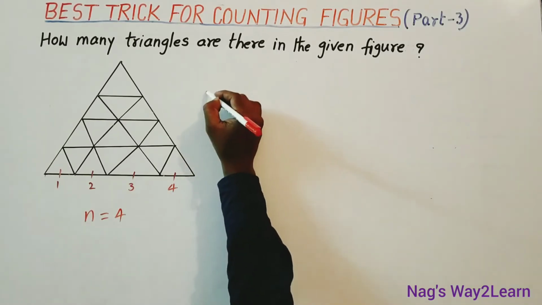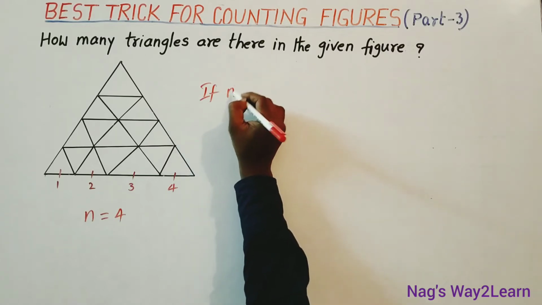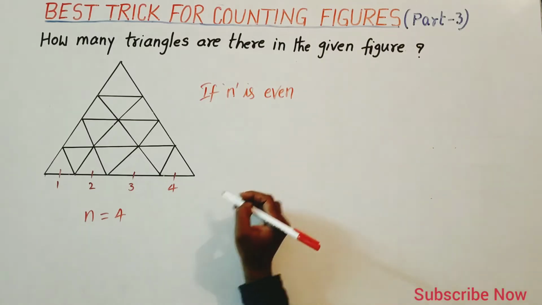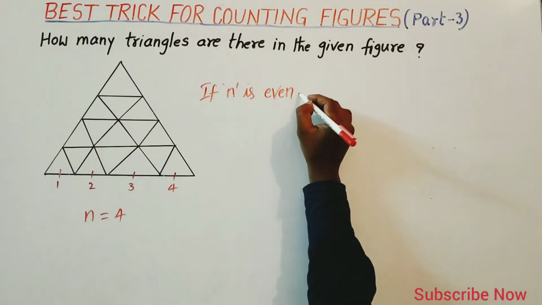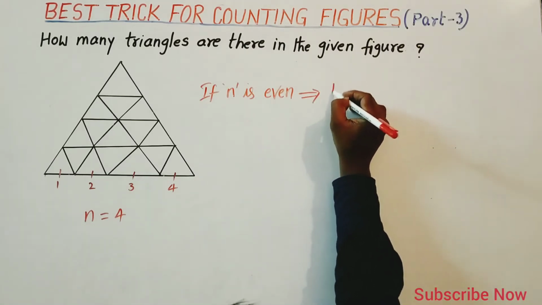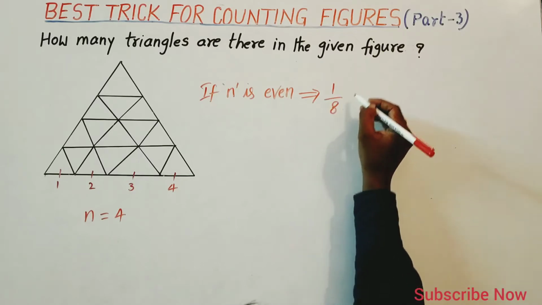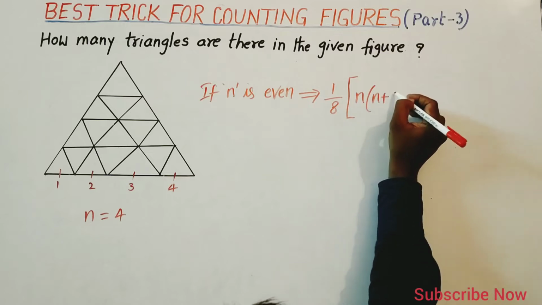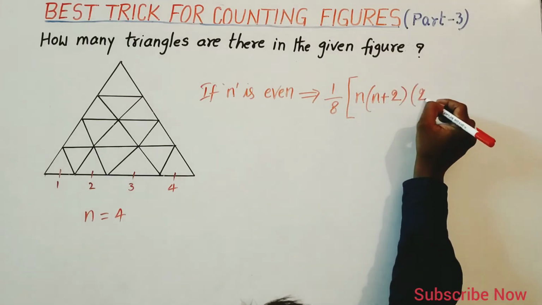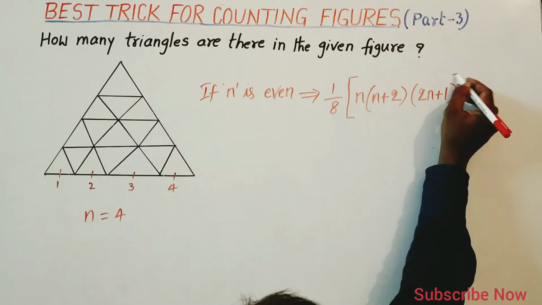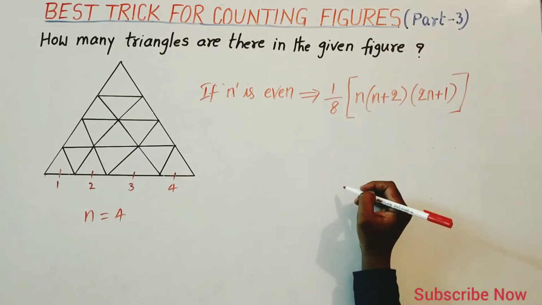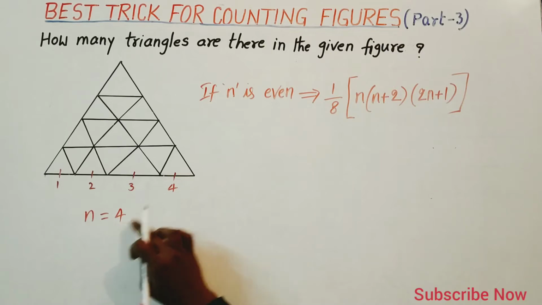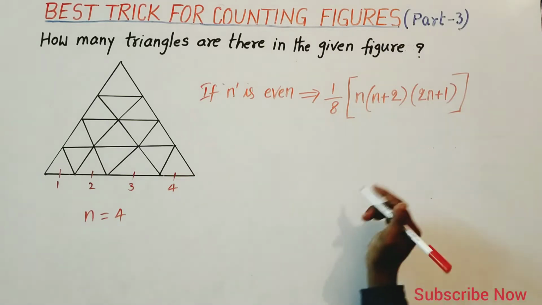If n is an even number, then the formula is: number of triangles is equal to 1 by 8 of n into n plus 2 into 2n plus 1. You just remember this formula. If n is an even number, like 4, 6, 8, you use this formula.